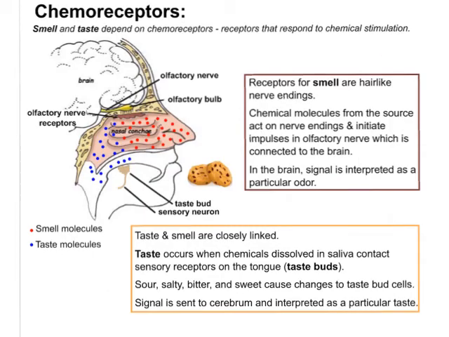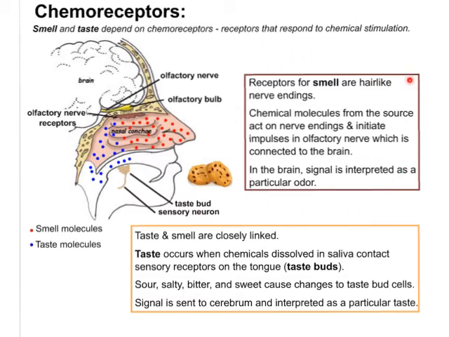Now let's take a look at two more senses, smell and taste. Smell and taste depend on what we call chemoreceptors. They are receptors that respond to chemical stimulation. So it's different from light energy or mechanical stimulation. Smell and taste are dependent on chemical stimulation.